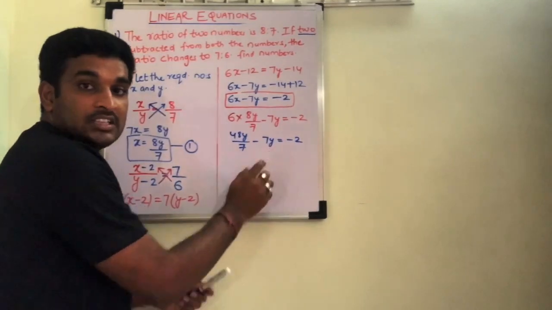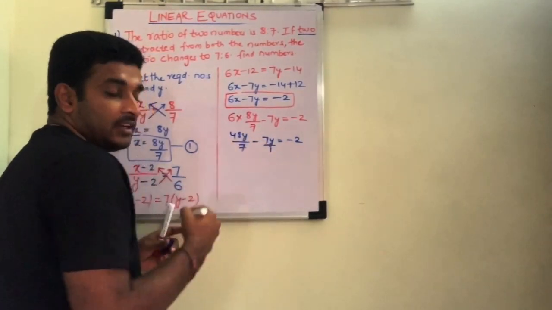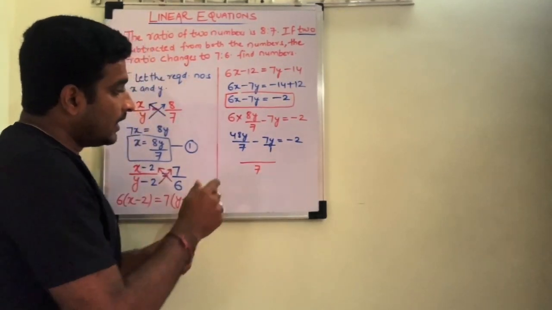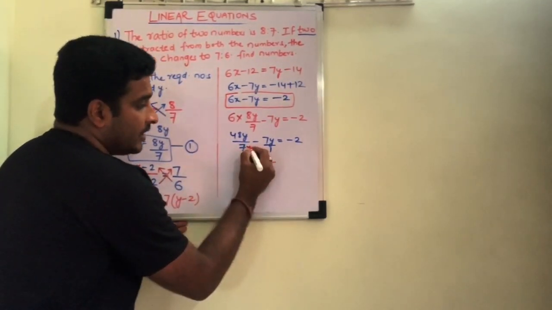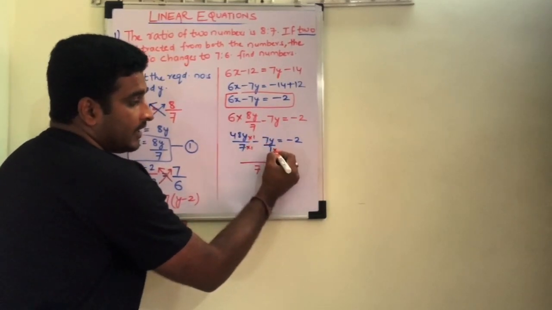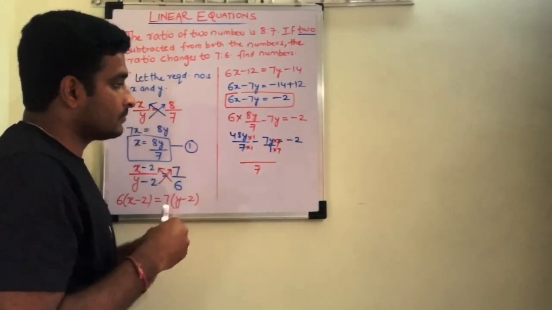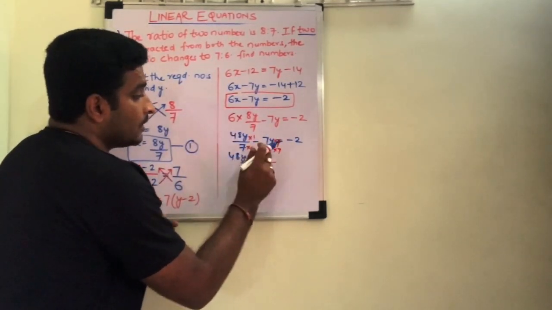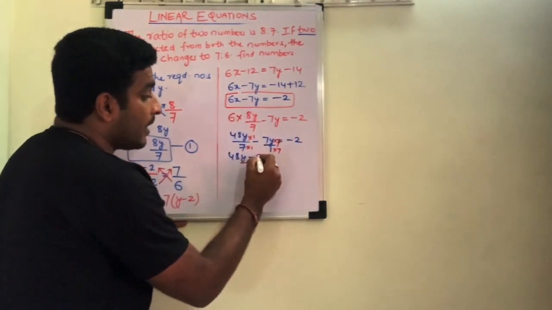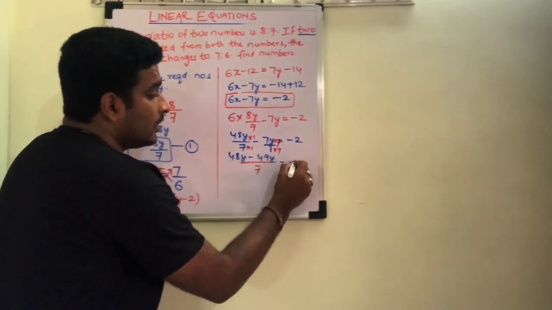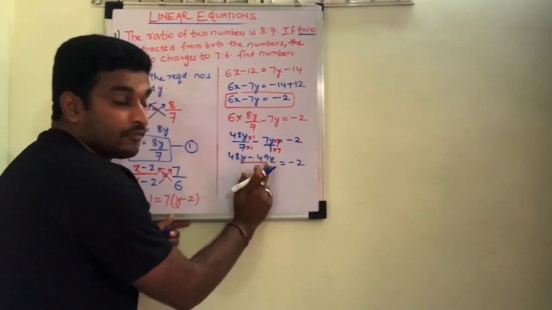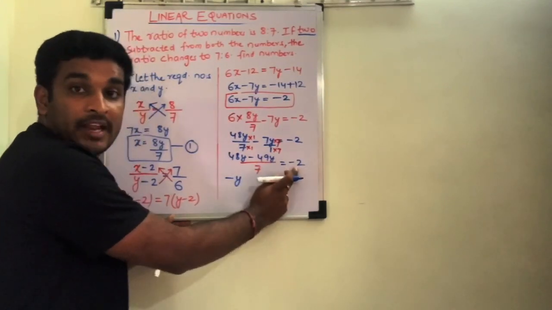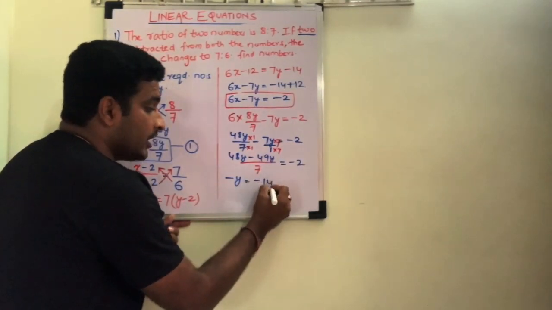See, here we don't have anything that directly shows it is over 1. Then when we take the LCM as 7, 7 ones are 7, 1 into 7 is 7. That means 48y into 1 will be 48y. Minus 7y into 7 will be minus 49y equal to minus 2. 48y minus 49y will become minus y. When this 7 gets multiplied with minus 2, it will become minus 14.